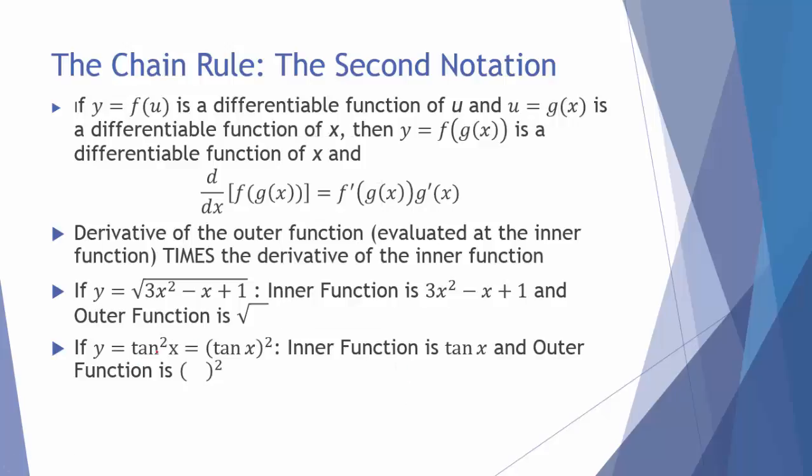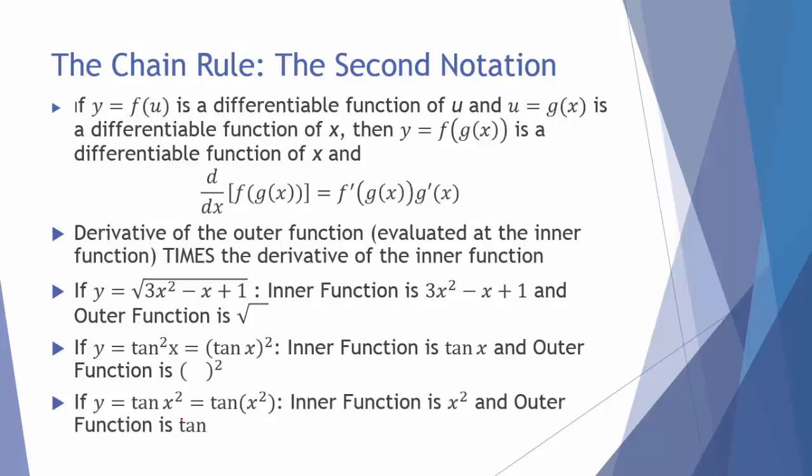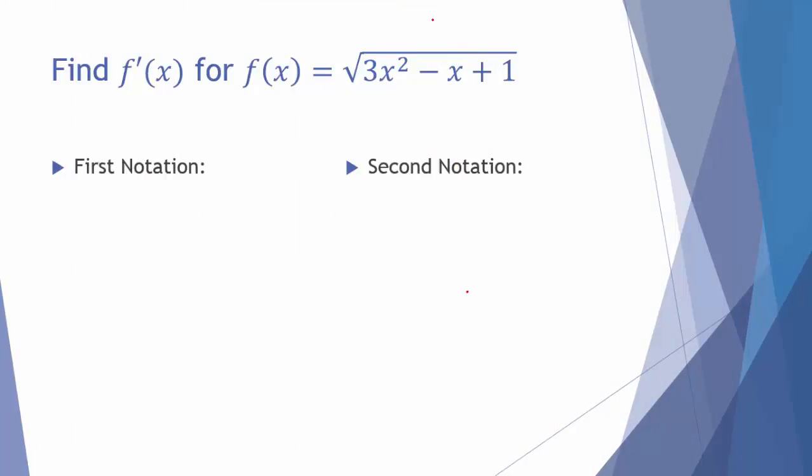So if y is tan squared x, which again is the tangent of x, squared, your inner function is tan x, and your outer function is that something squared. If you have y equals tan of x squared, then your inner function is x squared, and your outer function is the tangent of the inner function. So let's look at an example. We'll go back to the square root one that we've discussed, and we'll actually do it using both notations.